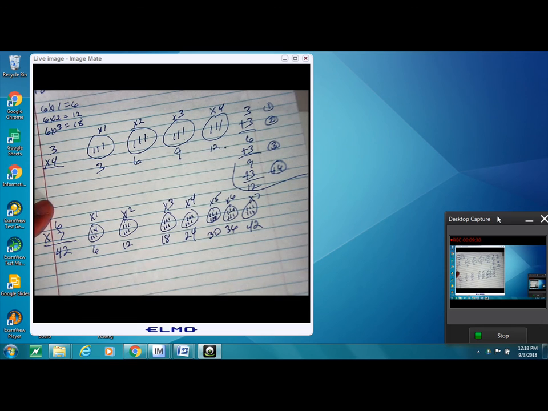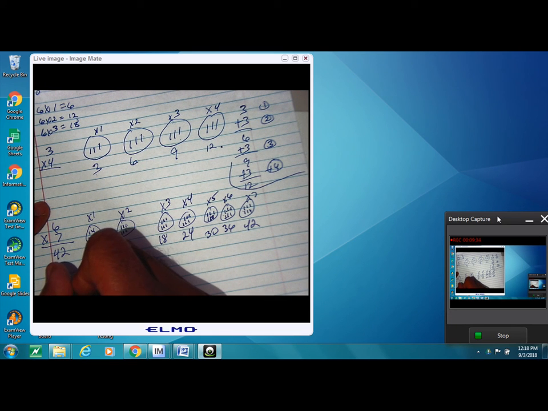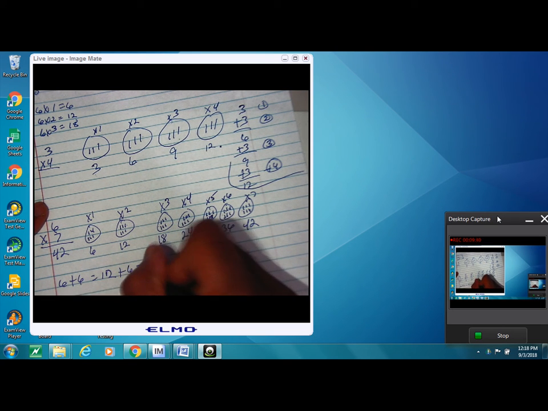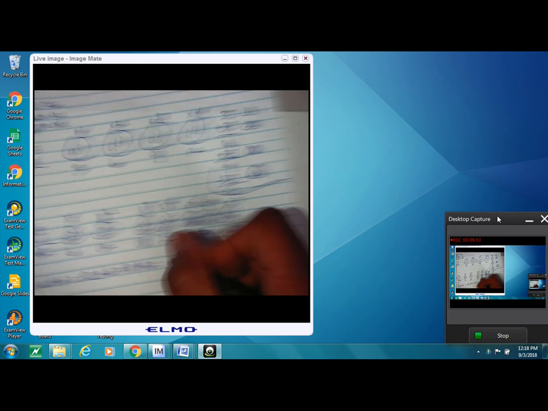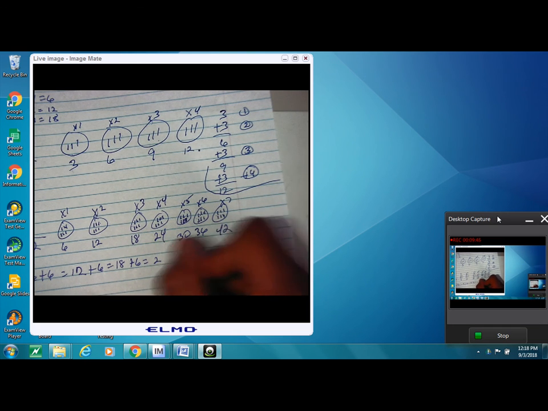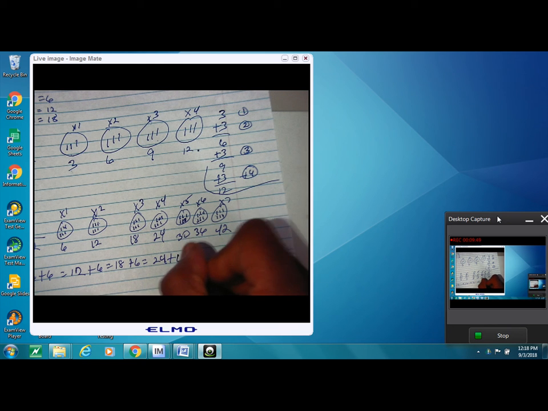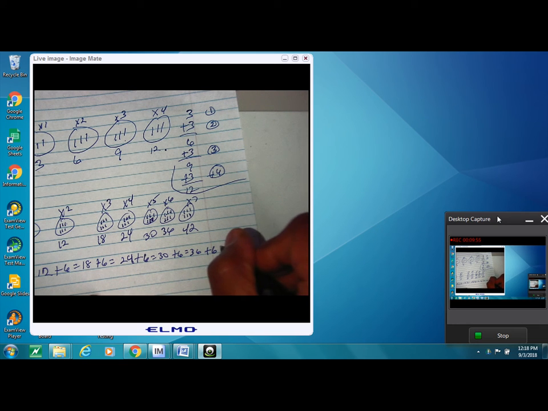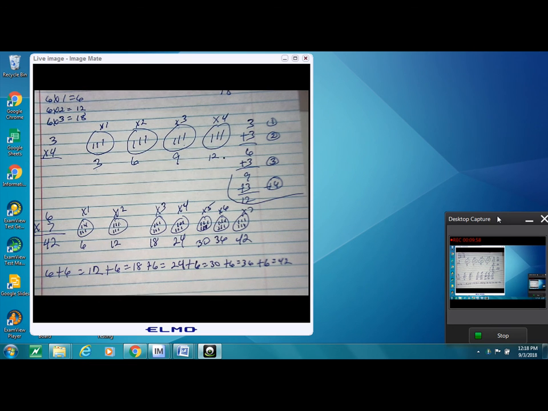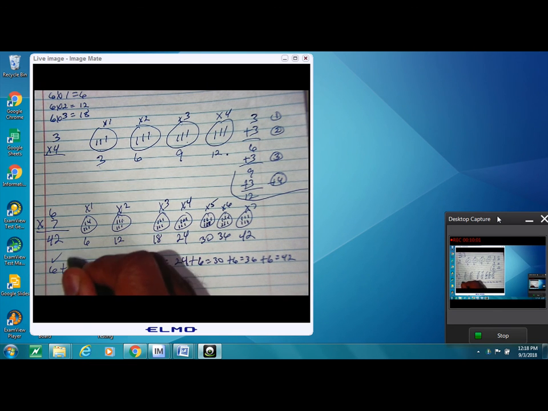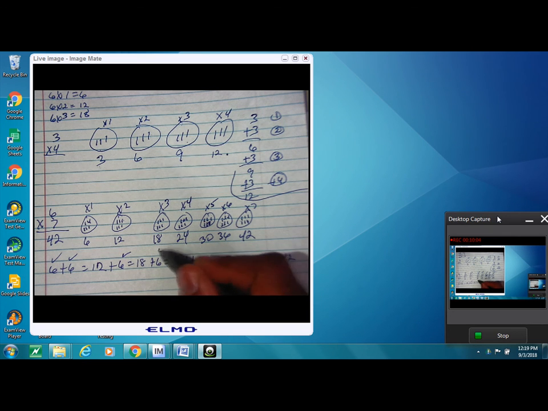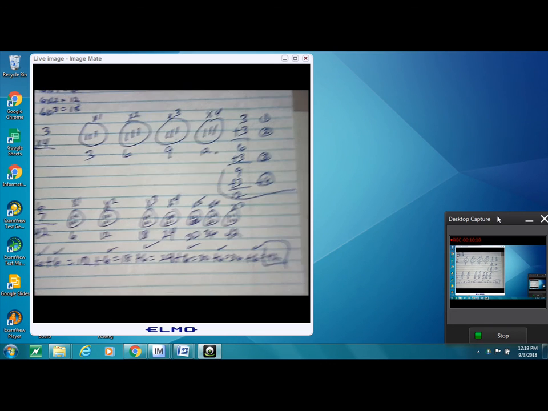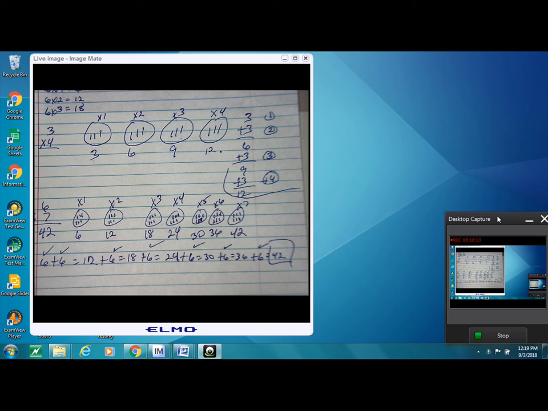Or you could have done 6 plus 6, 12, plus 6, 18, plus 6, 24, plus 6, 30, plus 6, 36, plus 6, 42. And so how many times did you add 6? 1, 2, 3, 4, 5, 6, 7, and you got 42. Not as long as drawing all the tally marks, but still, it can take a second.